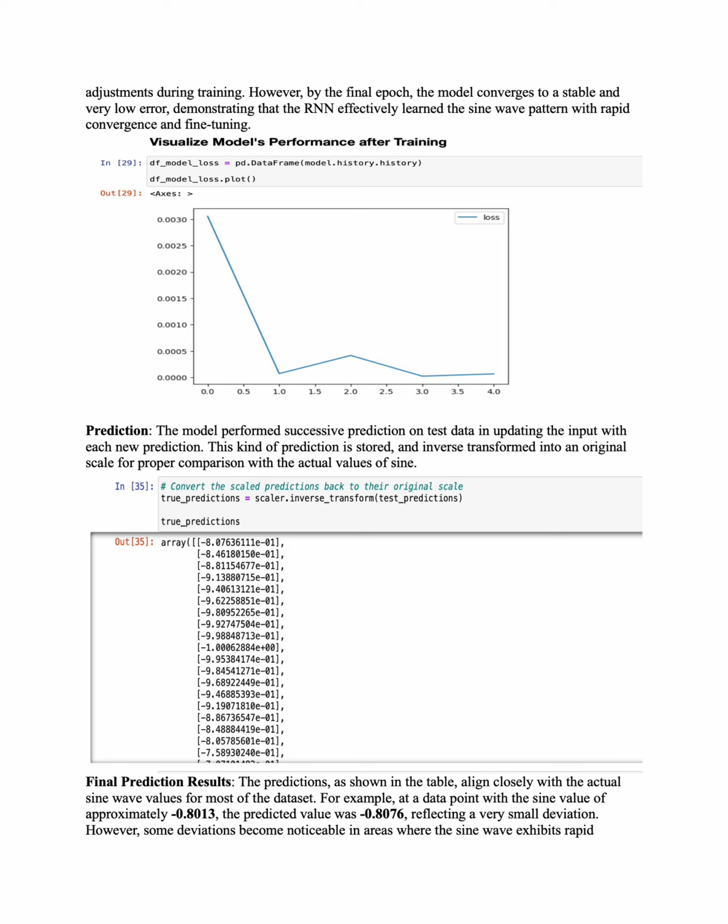For the data point with the sine value of approximately minus 0.803, the predicted value was minus 0.8076, reflecting a very small deviation.